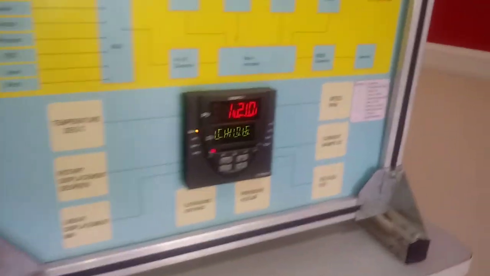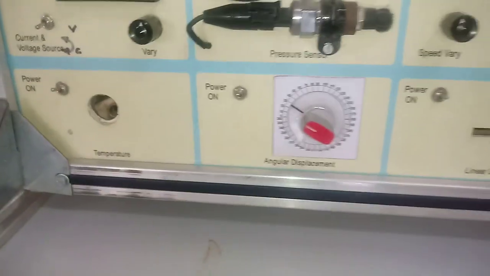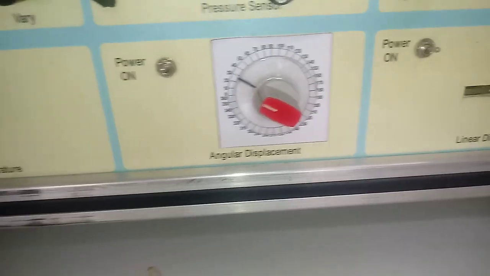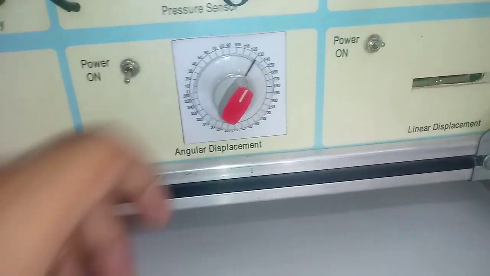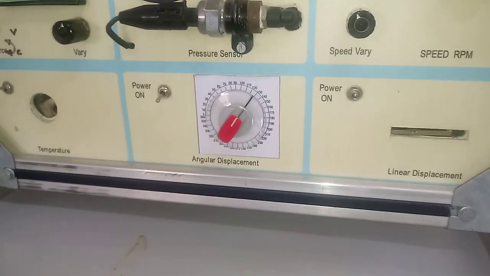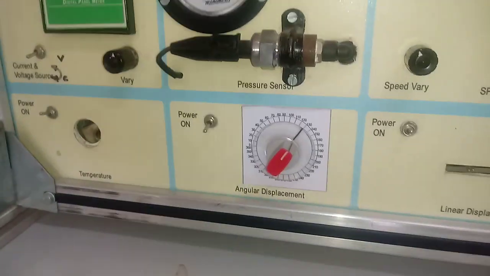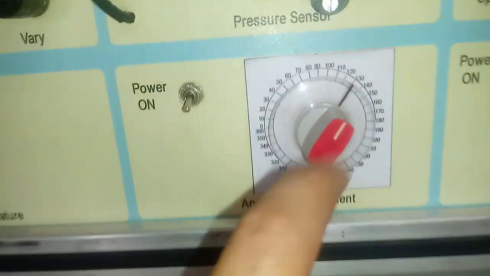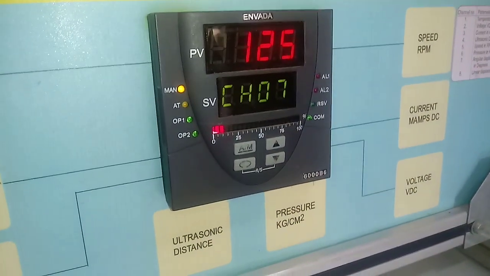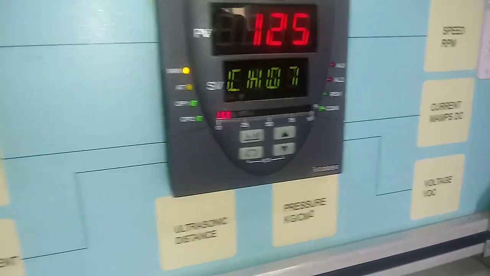Likewise we have angular displacement also, which can be seen over here. Now I am going to make this one off. I will make the angular displacement on. I am giving the displacement of some 130 degrees around. You can see there is a displacement of 130 degrees or 125 somewhere. So you can see channel number 7, 125.